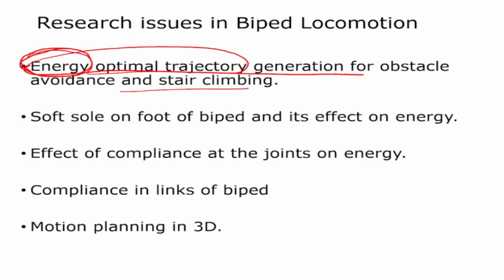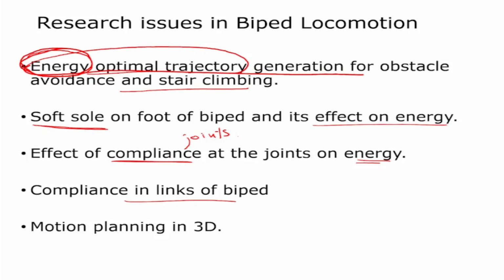Number 2 is we have seen that our sole is soft. At the bottom of your sole, there is tissue and it is soft. So what is the effect of the soft sole on energy? Then we can talk about compliance. We have seen that in the joints, we have compliance. So what is the effect of this softness or compliance on the joints in terms of energy? And then we can talk about motion planning, compliance in links, things like that. So we'll see this one by one.